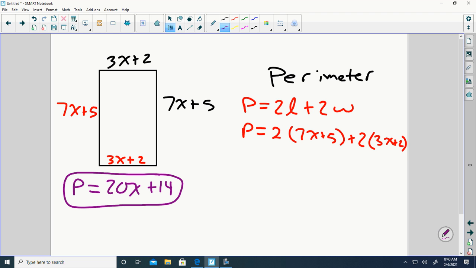Now, let's do it the other way. I'm going to distribute 2 over the parentheses. Do you feel comfortable with that? 2 times 7x is 14x. 2 times 5 is 10. Yes? I'm going to distribute positive 2 over that. So I get that. Agree? I'm going to combine like terms.